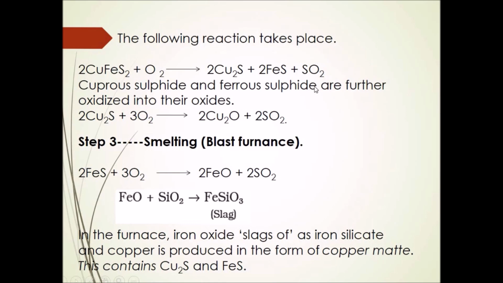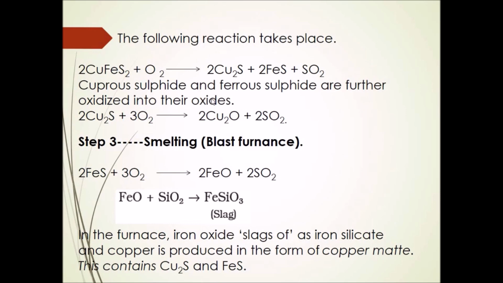Sulfur dioxide gas is liberated here, and later these cuprous sulfide and ferrous sulfide, on further heating with excess oxygen, are converted into their respective oxides. So here you can see very clearly in the reaction that cuprous sulfide reacts with oxygen, forming cuprous oxide with the release of sulfur dioxide gas.